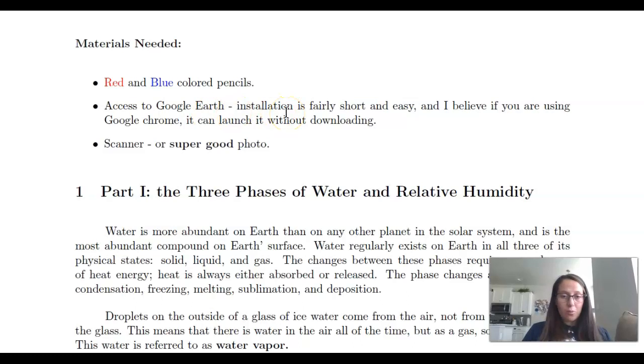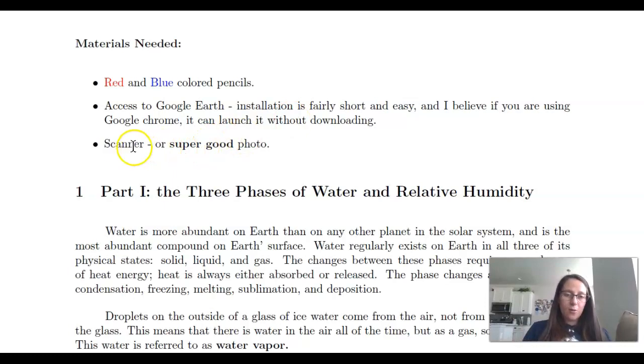The installation is super short and easy, and I believe that if you're using Google Chrome, it can launch without downloading it itself. However, if you don't want to do either of those things, use Google Chrome or access Google Earth, there is a secondary document that you can find also on Blackboard that has the necessary images to complete the part where you would need Google Earth. So you don't necessarily need it, but it is very useful to complete the lab.